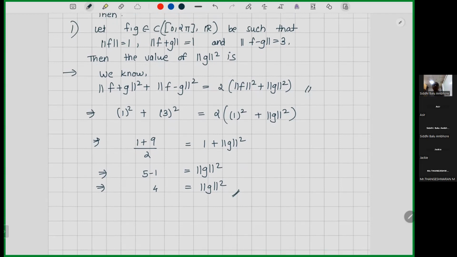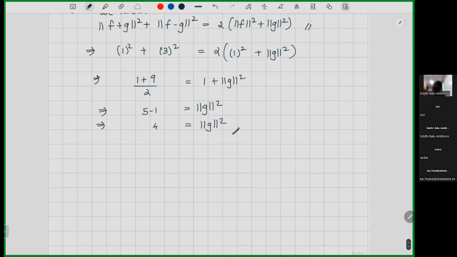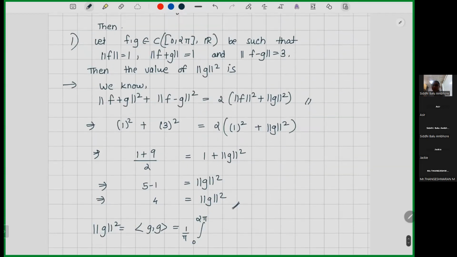Just a quick question. If I try to solve it using first principles, that is not going to give this equality, then I need to solve the inner product first, right? So for norm of f equals 1, the square root of 1 is 1. So norm of g square, you are saying, is just the inner product of g with g, which is 1 by pi, integral from 0 to 2 pi. That's what you are saying, right? And what is g? g(x) times g(x). Yeah, that is true.